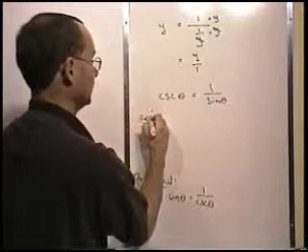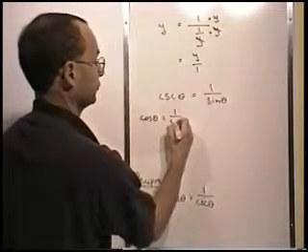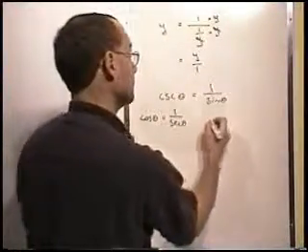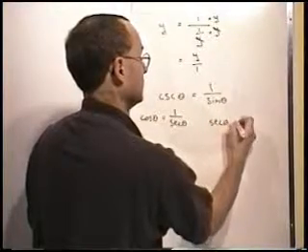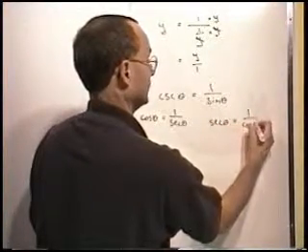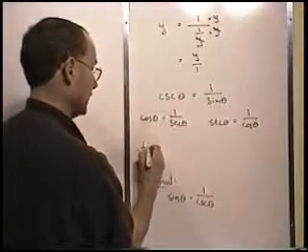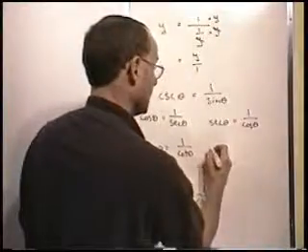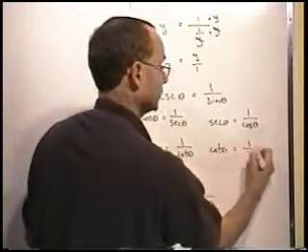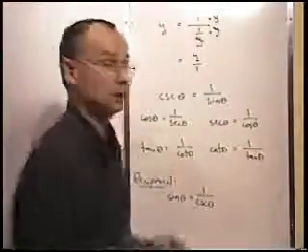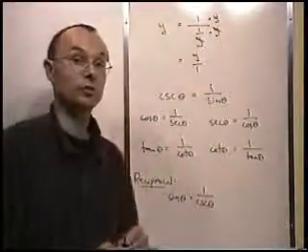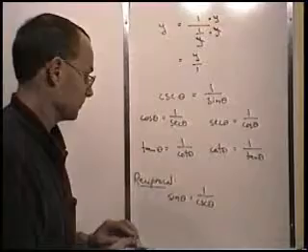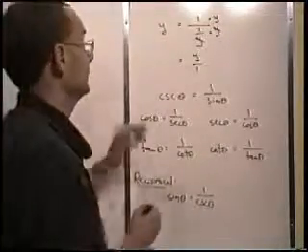Similarly, we have cosine theta equaling 1 over secant theta, or its other version is that secant theta equals 1 over cosine theta. And then, of course, we have tangent theta equaling 1 over cotangent, and cotangent theta equaling 1 over tangent. So these are the reciprocal identities, most of which seem to follow a certain common sense. Okay, so that's the family of reciprocal identities.